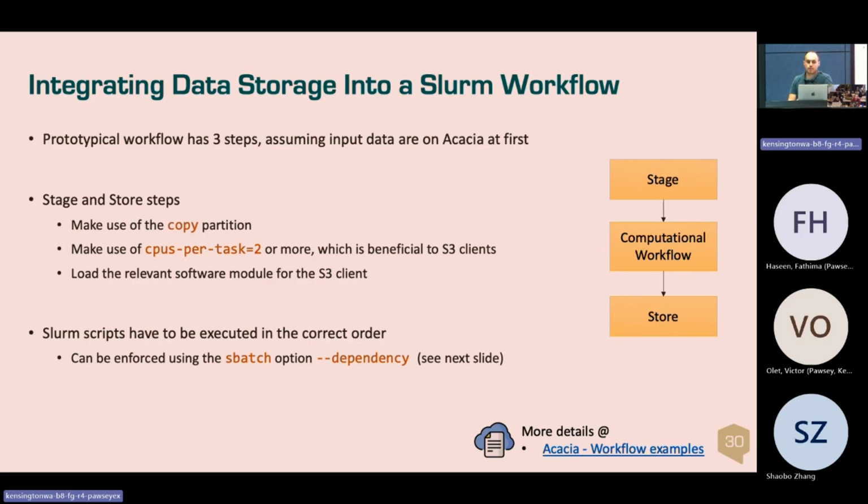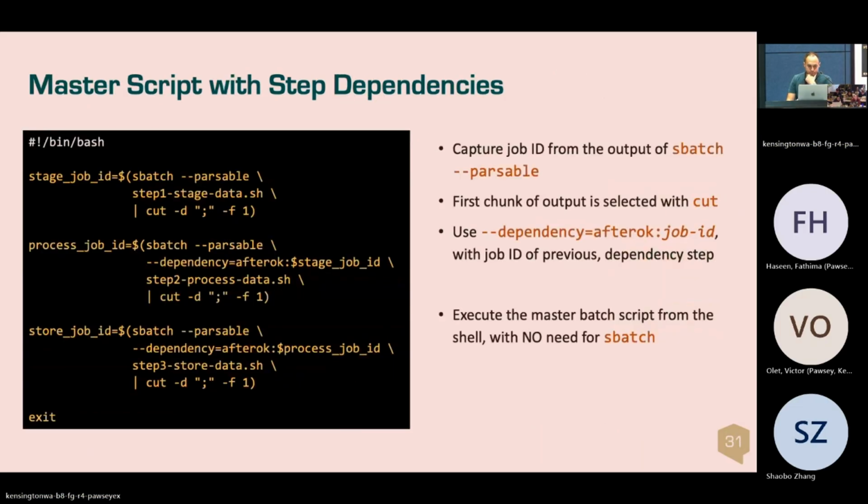So this is the kind of thing you can do combining Slurm and Acacia. You run the copy on the copy partition, also specifying multiple cores for each rclone instance, such that it can copy multiple files in parallel, speeding up the copy process quite significantly. And this is an example of how you can create a dependency between jobs. You can come back to this. It's rather complex.